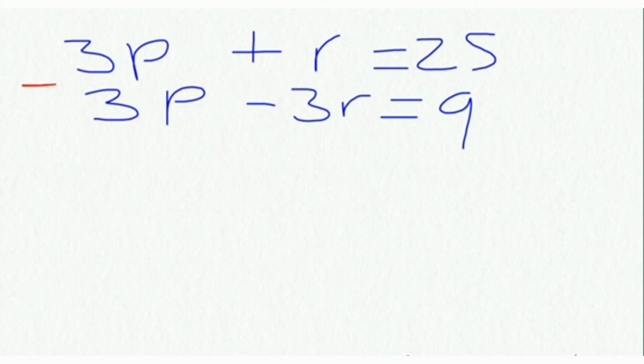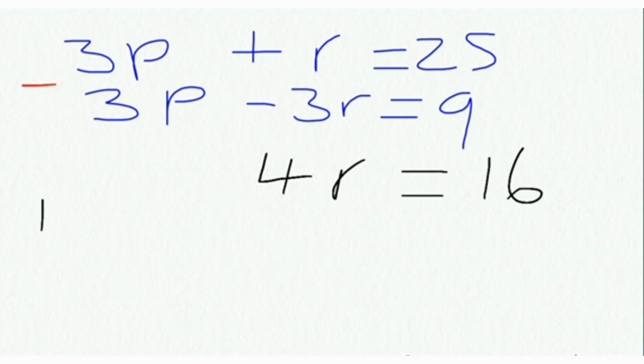R minus 3r, that is 1 minus negative 3 r, that's going to be 4r. 25 minus 9, that is 16. 1 minus negative 3. Negative times negative is what? It's positive. So 1 plus 3 is equal to 4r.